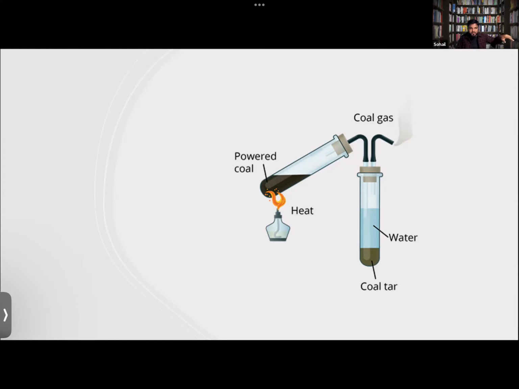Not heated. Basically, when you allow the coal gas to pass through water, thereby coal tar will be produced. Okay, understand this thing, how coal tar is being obtained.